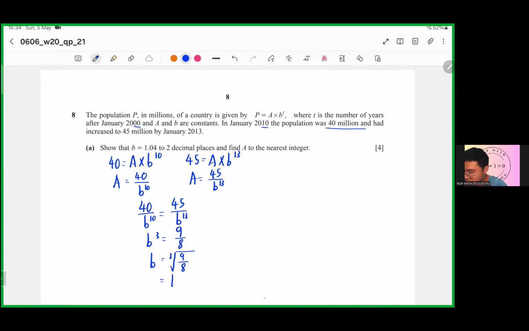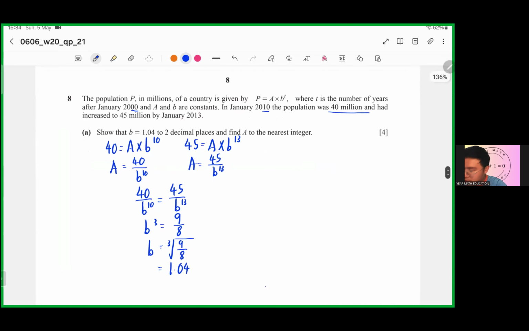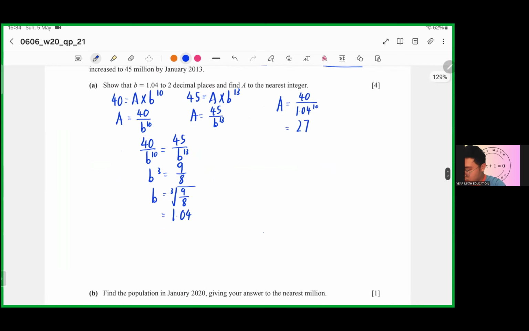And we get the answer is 1.04. Okay, and then now we need to find the value A. You have two equations, right? You can take either one to calculate it. So I'll take this equation, 14 over 1.4^10, which is 27.